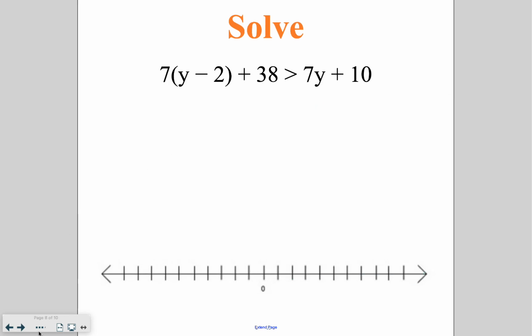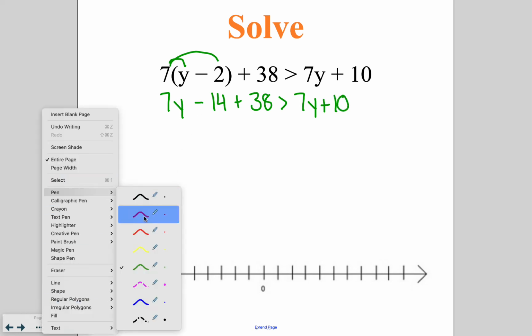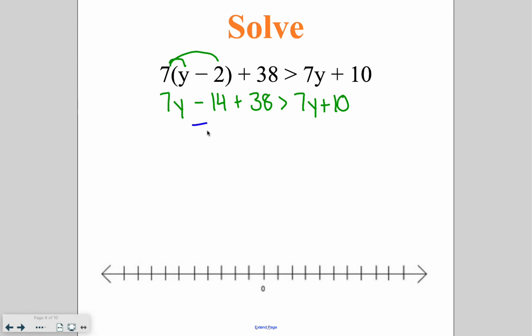Couple more here with a distributive property. I'm going to go ahead and distribute, and I'm going to get 7y minus 14 plus 38 is greater than 7y plus 10. I'm going to go ahead and simplify the left side of my inequality. So I'm going to have 7y, and then -14 plus 38 is going to give you a positive 24. And I end up with that being greater than 7y plus 10.